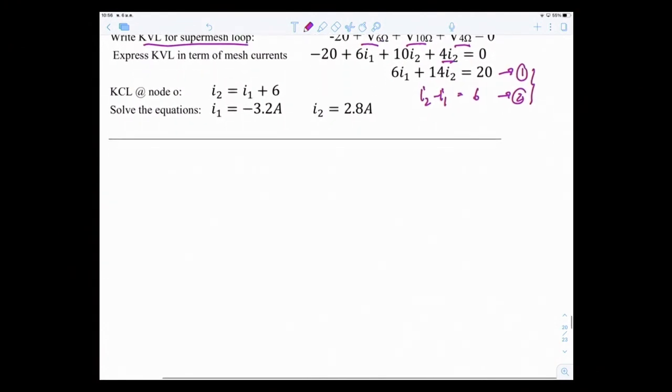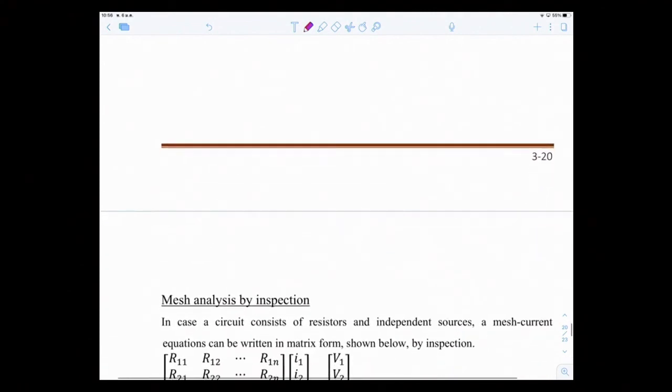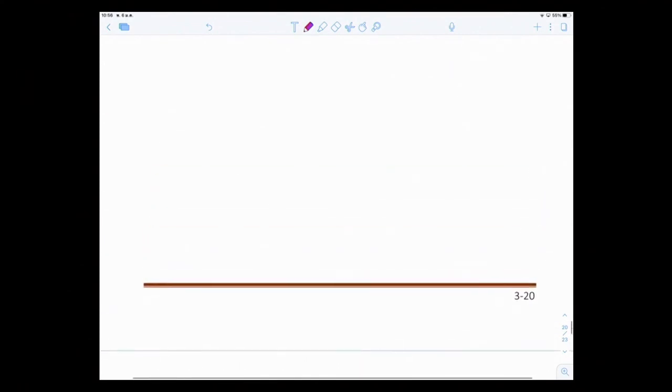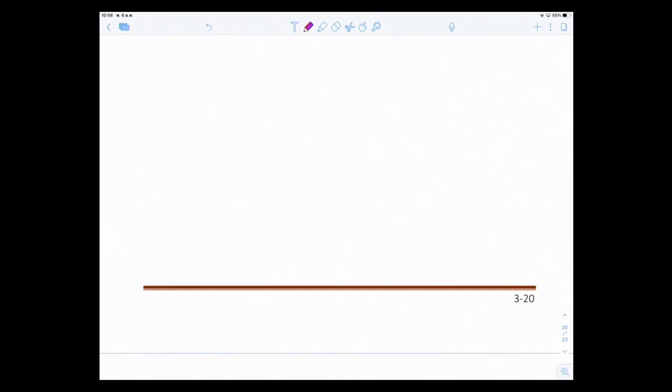So that's it for super mesh. Quite easy, quite simple. Just need to do more exercises.